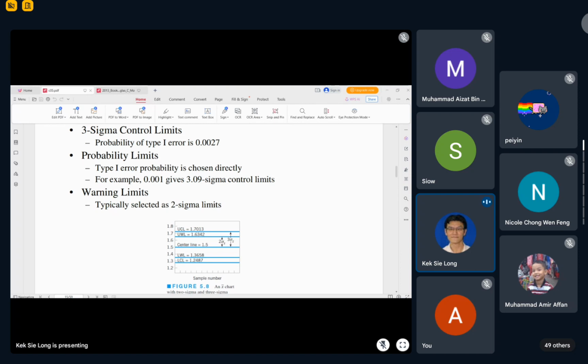It means that we reject the true one, but we accept the wrong information. We reject the true one, but we accept the wrong one. So this is the type 1 error.